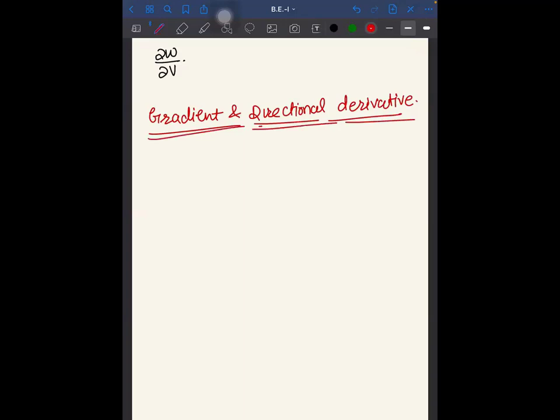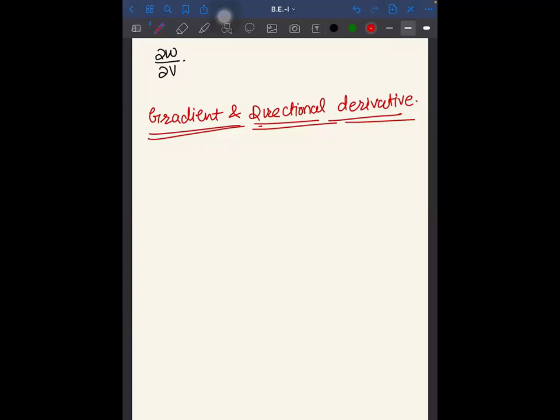So this has to be more intuitive, right? You need to understand it. Gradient is something which you have already done maybe in physics, right? So let me explain those things. Let me revisit those things which we have already done.